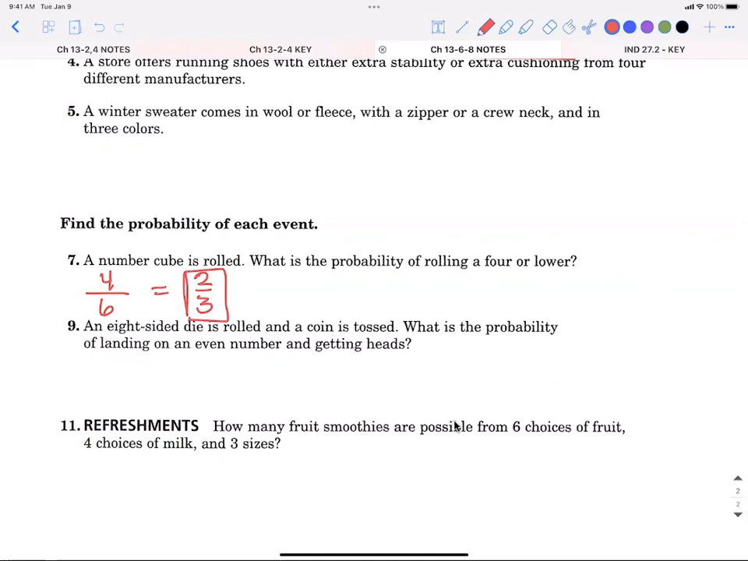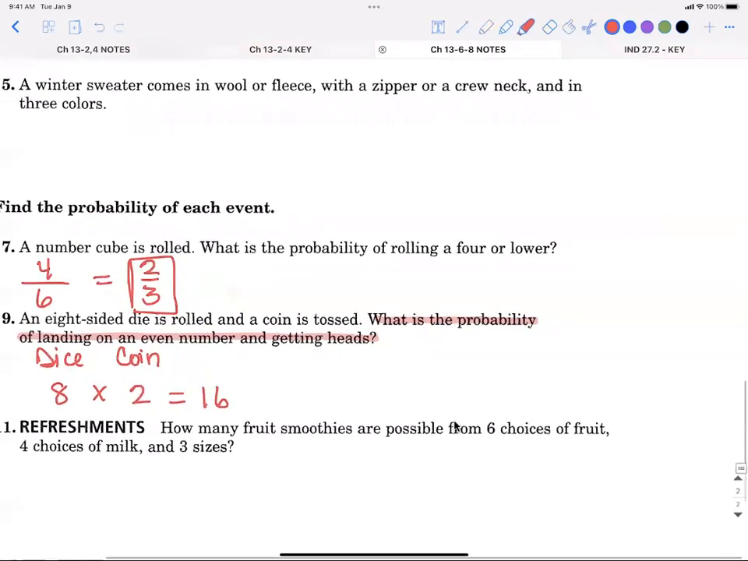Now we've got multiple things happening. We have an 8-sided dice rolled. Here's our dice, it is 8-sided. And we have a coin tossed, which has 2 sides. First of all, what is our total outcomes here? 16. Now that's only half of our answer, because we know the total outcomes, but then it goes on to ask, what is the probability of landing on an even number and getting heads? So this is how I have to do these.